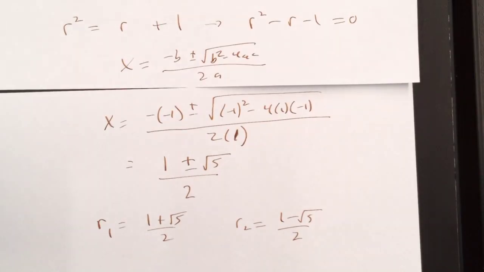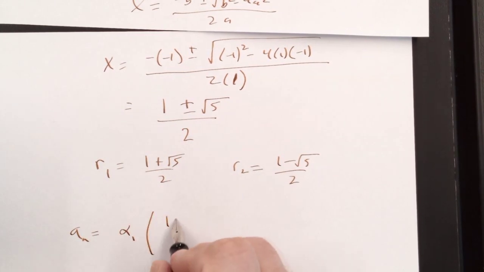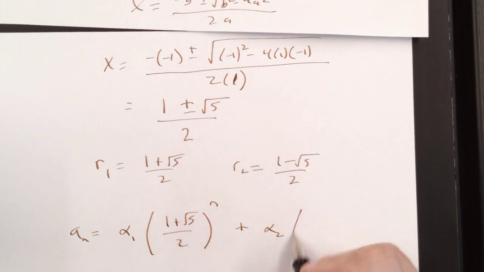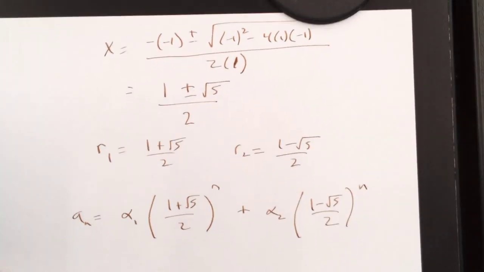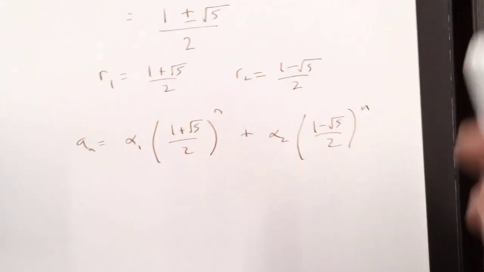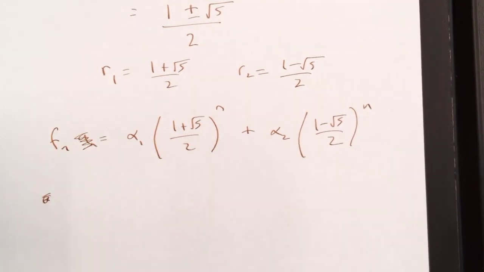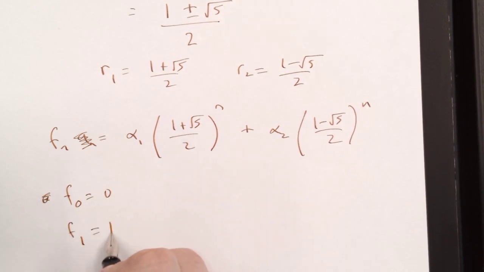So I know that a_n is equal to alpha 1 times (1 plus square root 5 over 2) to the nth power, plus alpha 2 times (1 minus root 5 over 2) to the nth power. How do I find alpha 1 and alpha 2 again? I use my starting conditions. This was F, not a. F_n, Fibonacci. F_0 was 0. F_1 was 1.